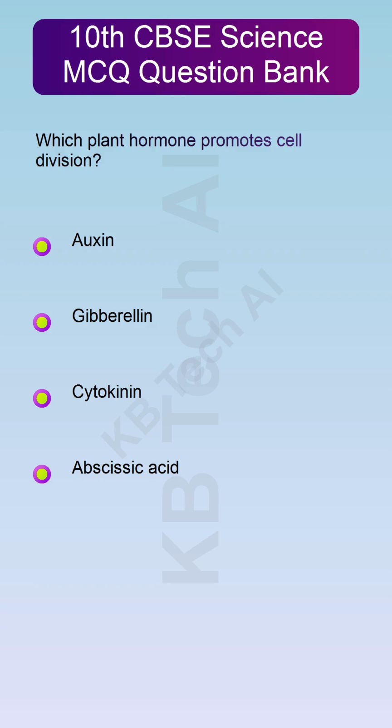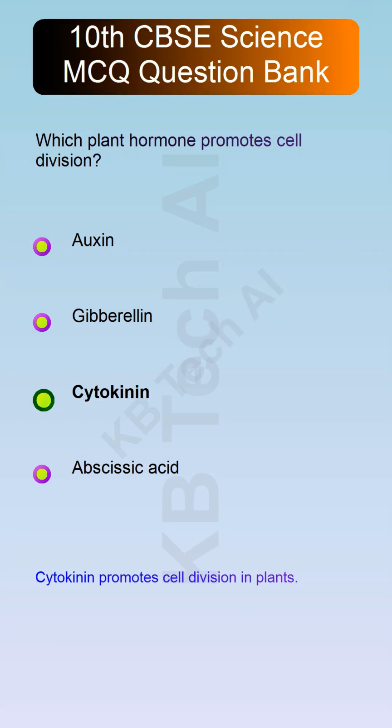Which plant hormone promotes cell division? Option 1, auxin. Option 2, gibberellin. Option 3, cytokinin. Option 4, abscisic acid. The answer is Option 3, cytokinin.